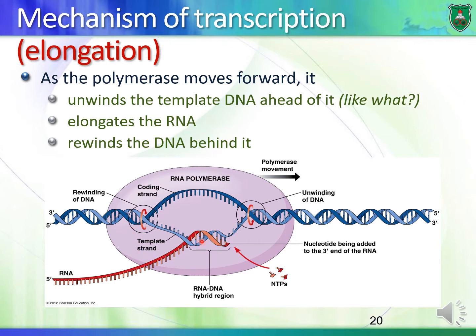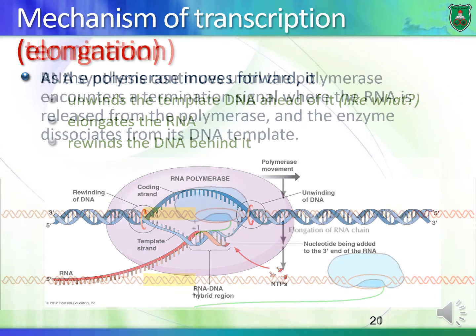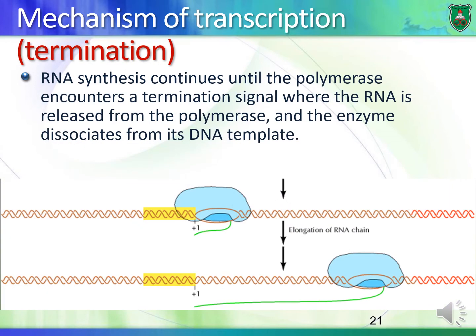Now note, as the RNA polymerase is moving forward, the newly synthesized RNA associates with the DNA template, and then it dissociates as it moves forward, as the RNA is getting longer. Then we get to termination. Termination is determined by a specific sequence in DNA.